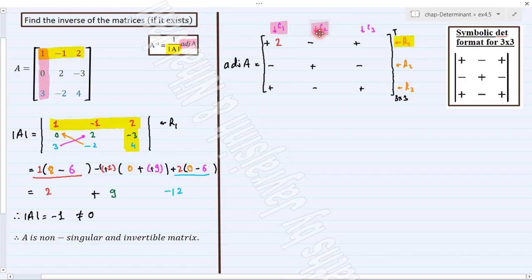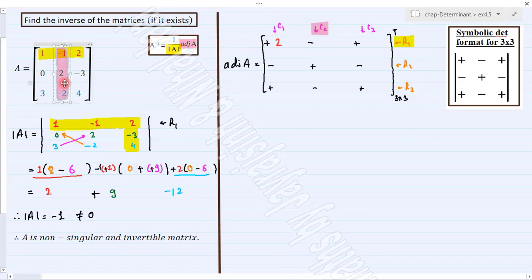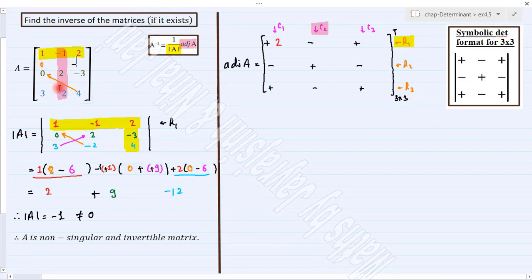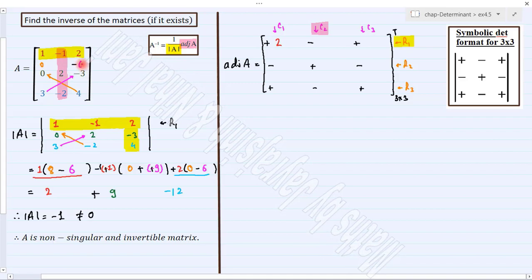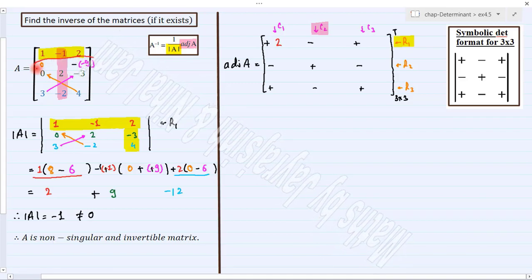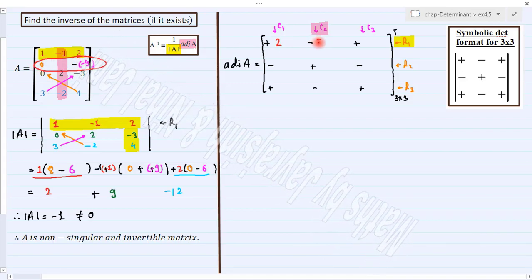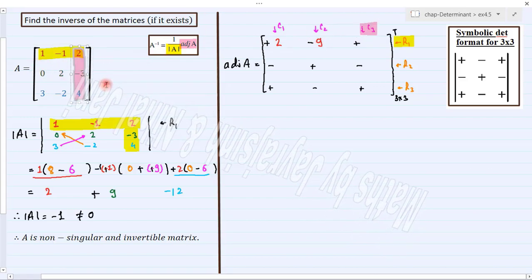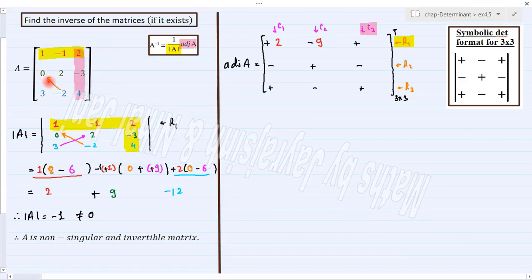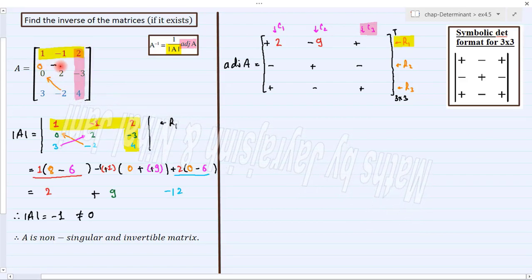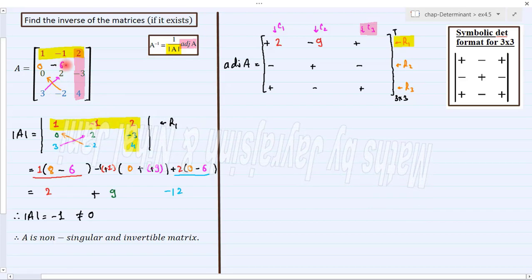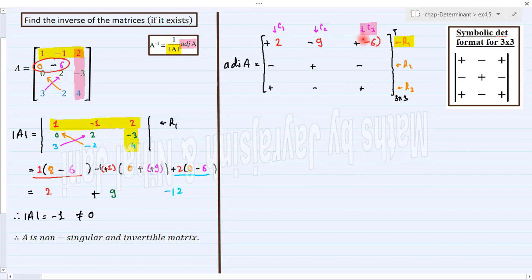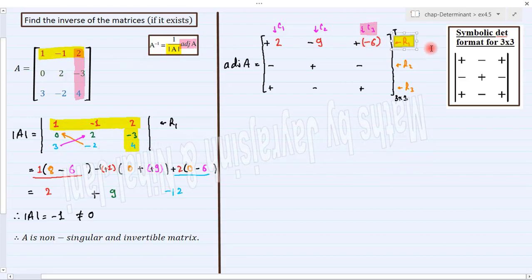Then the second element is in second column. So 4 will multiply with 0 minus 3 minus 3s are minus 9. So 9 minus minus 9 will be 9. And the last element of first row is in third column. So minus 2 zeros are 0 minus 3 2s are 6. So 0 minus 6 will be minus 6. So we get element of first row.